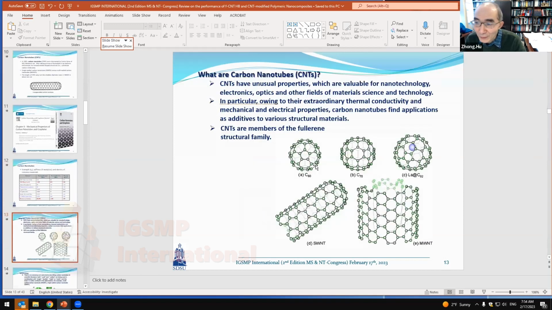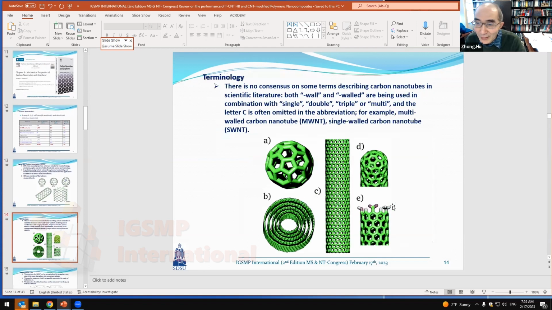So this is a kind of family of the carbon nanotube. For example, you have fullerenes, you have different fullerenes, you have single wall, you have multi-wall, and also you have the complete carbon nanotube, and also you can have one without the half spherical end cover, like this one, and this is another picture.